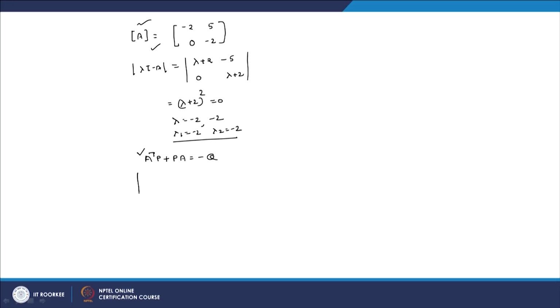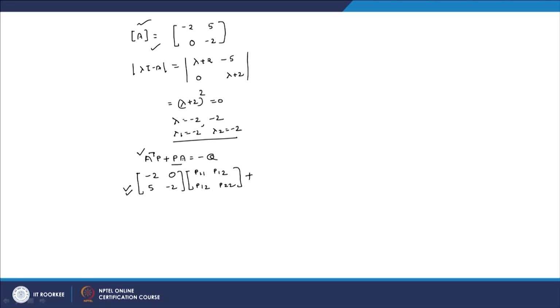So, now we replace A as minus 2, 0, 5, minus 2. So, this is basically the transpose of A, that is this A transpose and this is A. So, this particular part is nothing but the transpose of A. Now, the P matrix: P11, P12, P12, P22. Now, this P we have written.